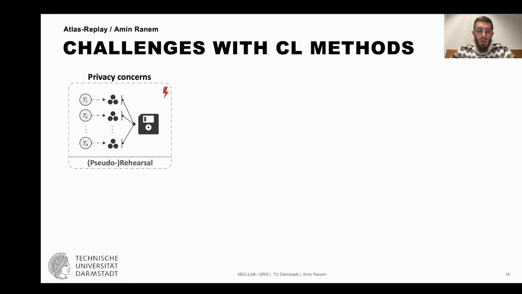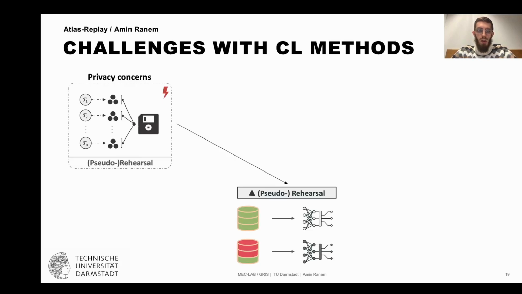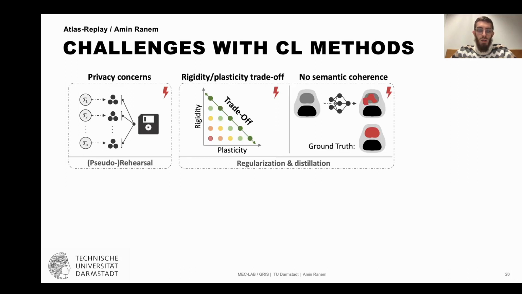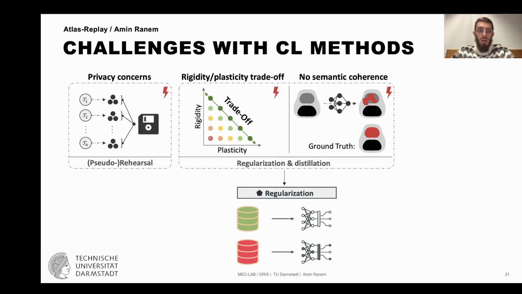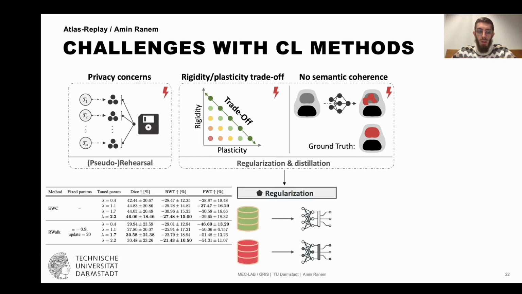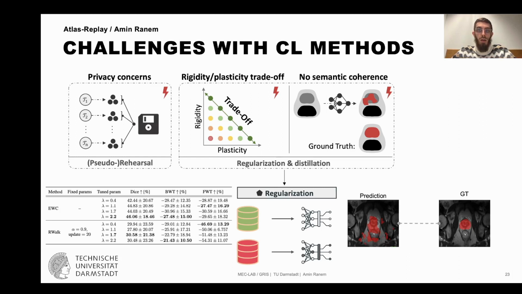When we now look at the challenges that come with continual learning methods, we already said that rehearsal is a very promising method. However, we cannot really use this for medical imaging, as we have to store patient information, which is not allowed. When we look at regularization or distillation methods, we always deal with a rigidity and plasticity trade-off, which comes with hyperparameter tuning. If my network is too rigid, this basically means I maintain knowledge, but I'm not able to acquire new knowledge, whereas plasticity means that I can acquire new knowledge, however, I forget a lot of previous knowledge. Both cases lead to segmentation masks which are not coherent anymore and cannot be used.